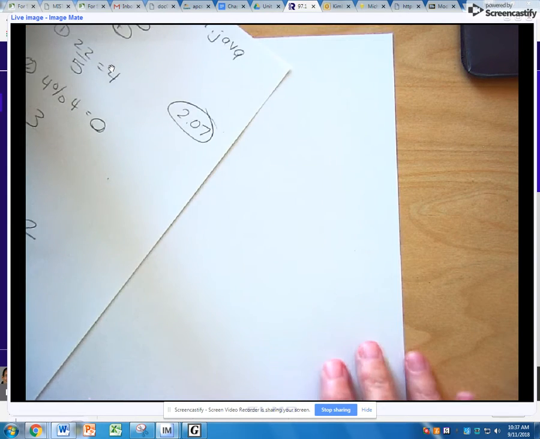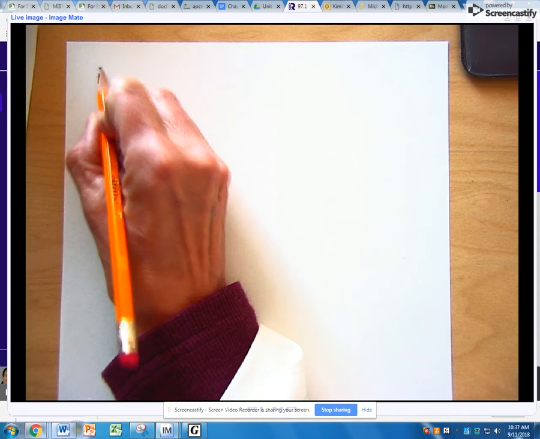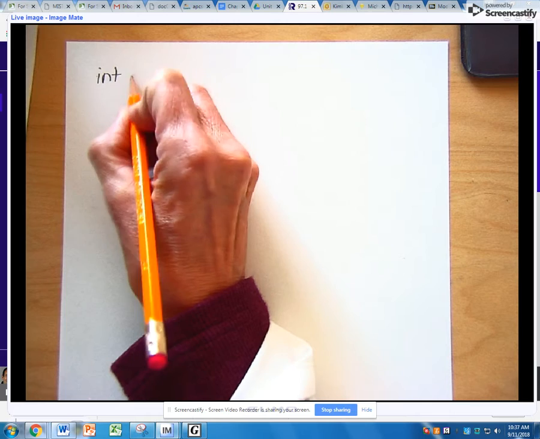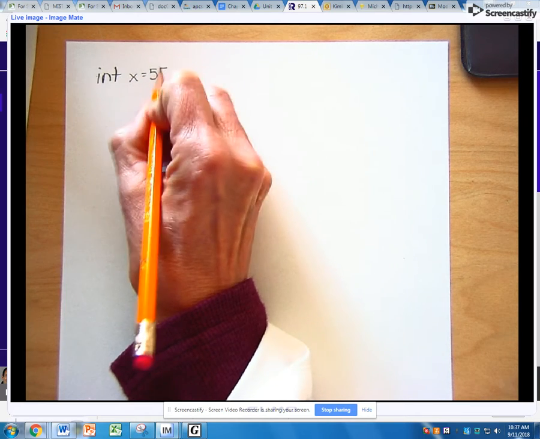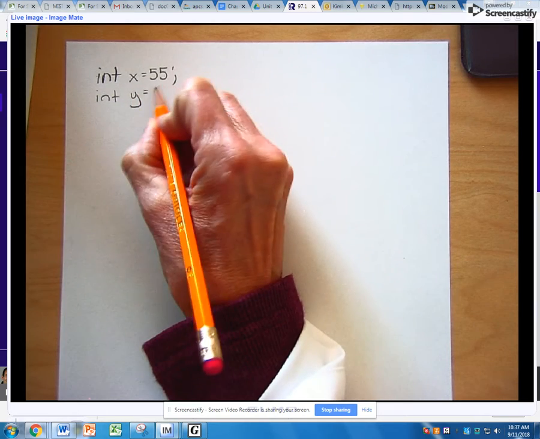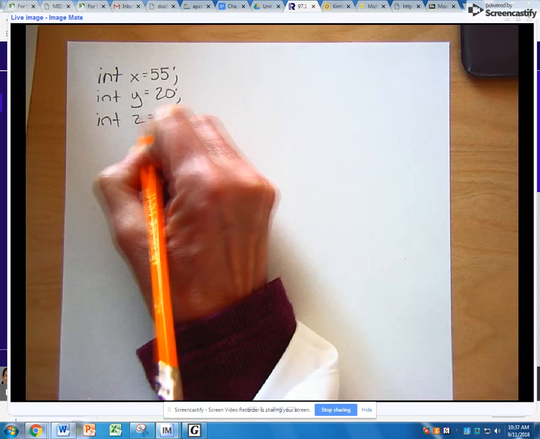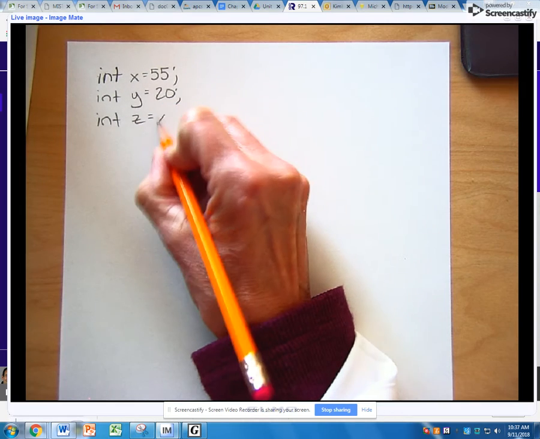Okay, I'm going to do a couple calculation problems that involve PEMDAS and integer math. So the first problem I'm going to do, this was the code: int x equals 55, int y equals 20, and then we have int z, which is performing a math operation of x divided by y.